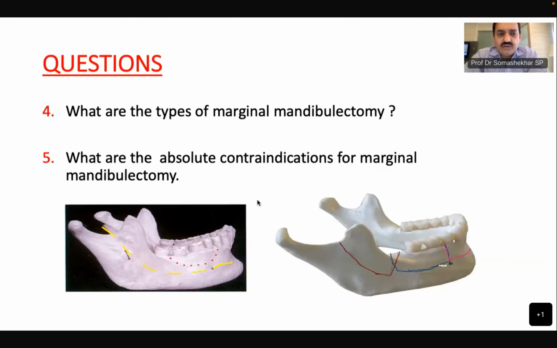Next question. What are the types of marginal mandibulectomy and what are the absolute contraindications for marginal mandibulectomy? Look at what I have drawn there, types of marginal. Okay. So these are the questions we'll address.